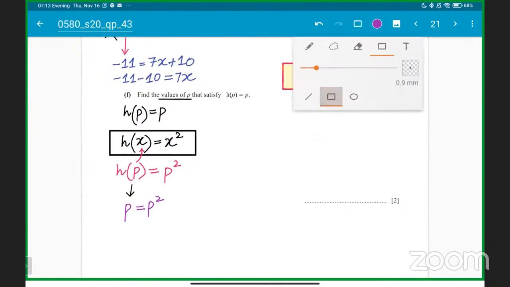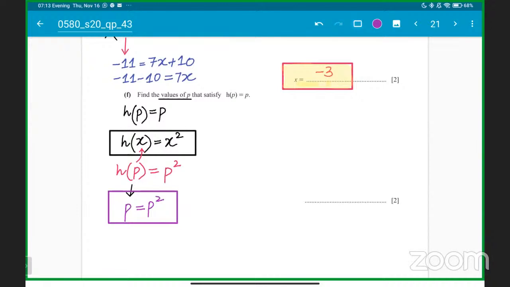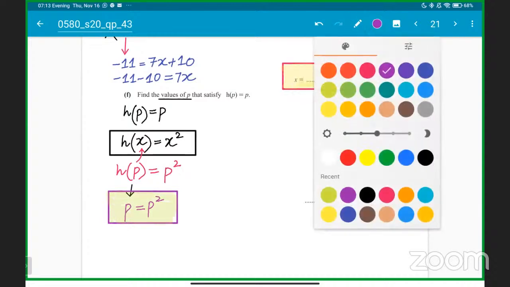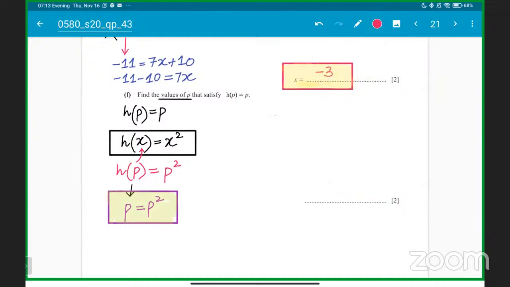What everyone needs to understand: a lot of students will cancel one of the P's here. Make sure you don't cancel it, because it's a square, you have to bring it to one side and solve. It will be simple. You bring it to one side, so P square minus P. So 0 is equal to P square minus P.